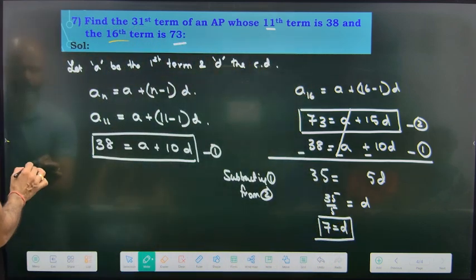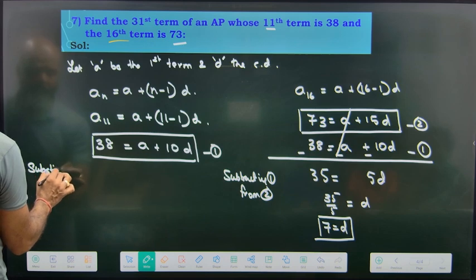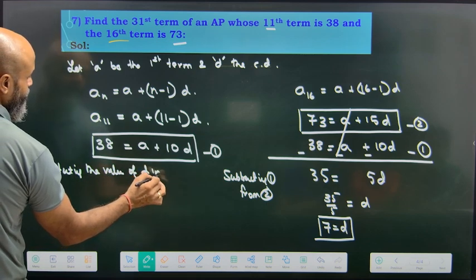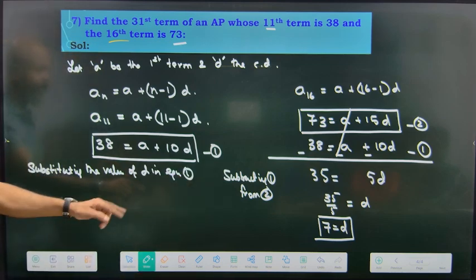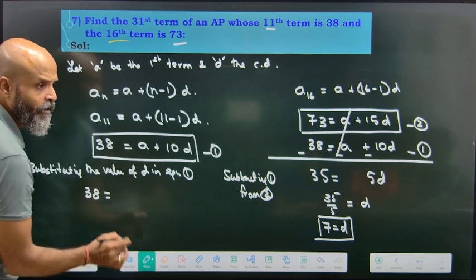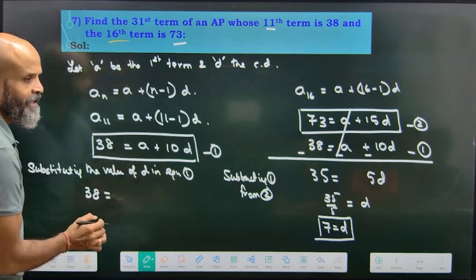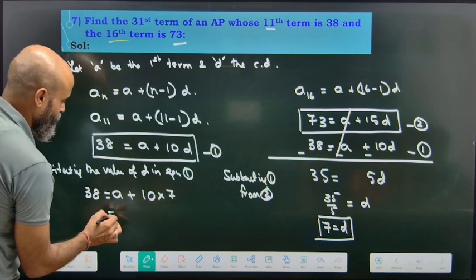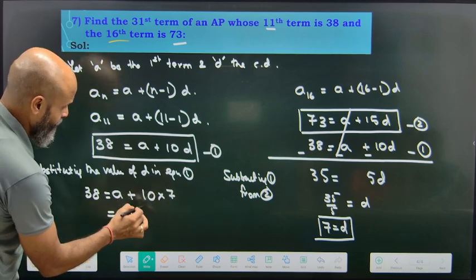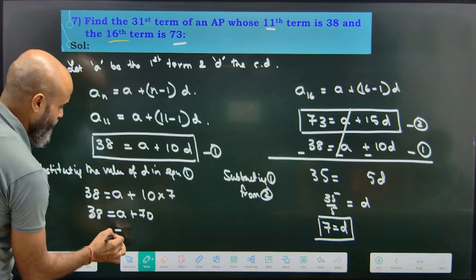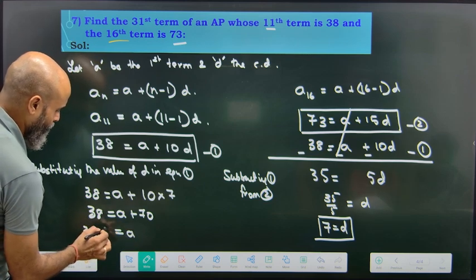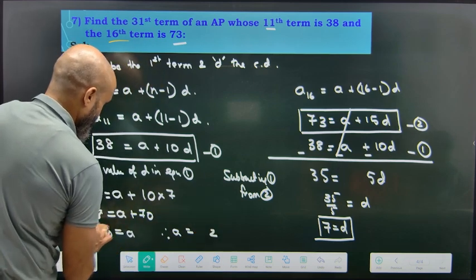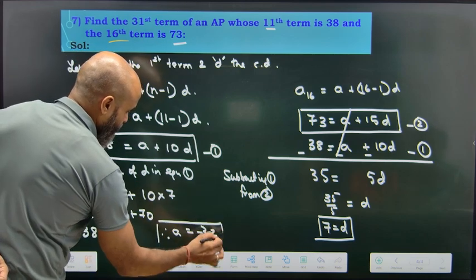So substituting the value of D in equation 1, 38 is equal to A plus 10 into D, 10 into 7. So this will be A plus 70, 38. So A will be having a value of 38 minus 70. So therefore A is equal to minus 32. A is having a value of how much? Minus 32.